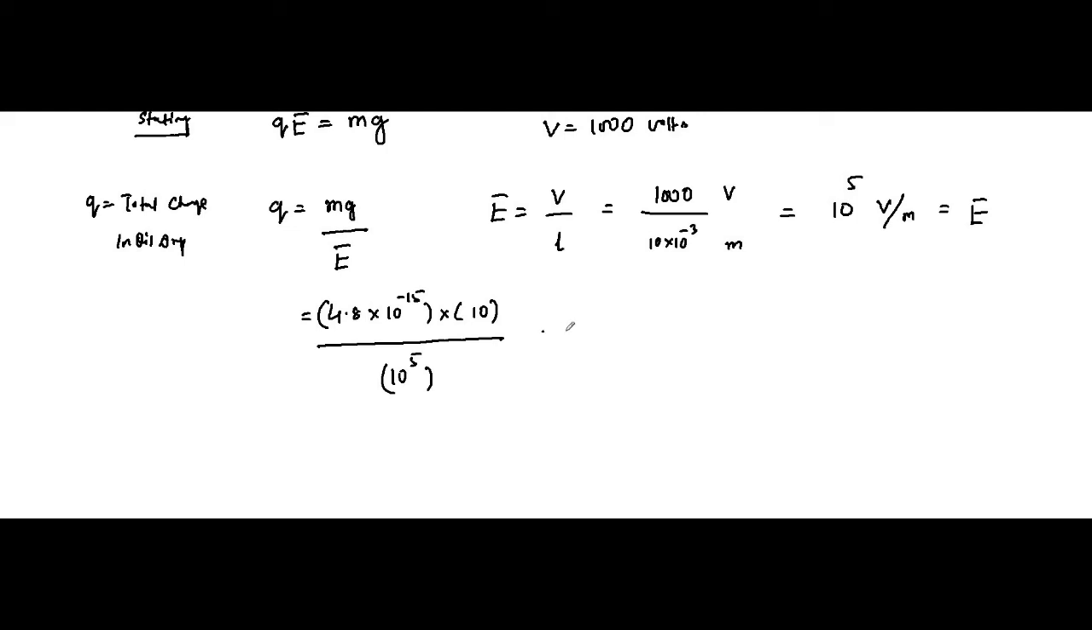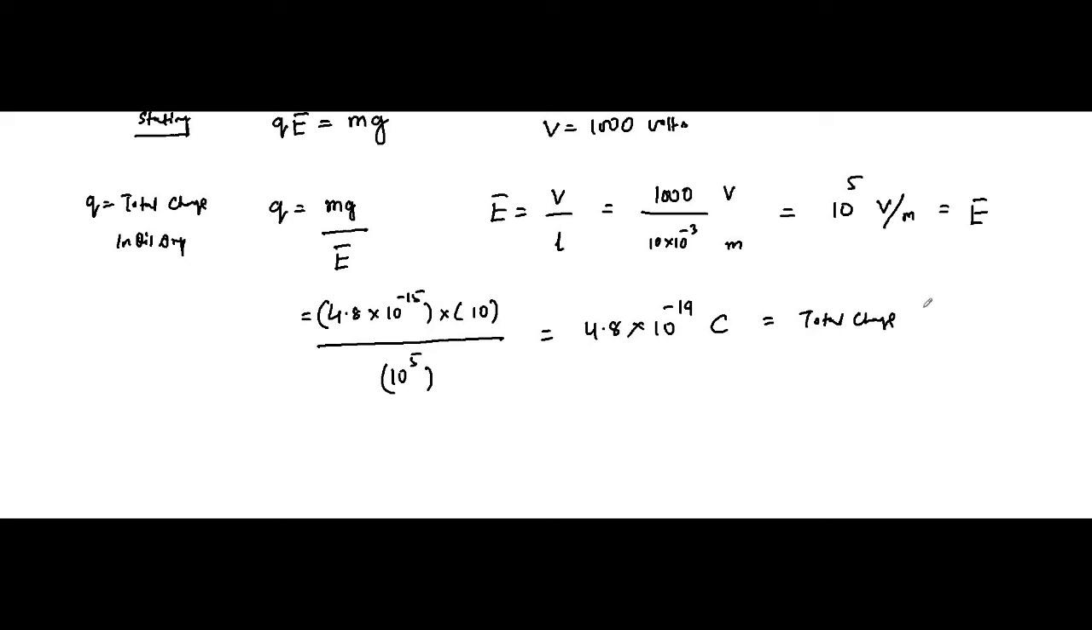So now we will calculate it. No need to use a calculator also. It's simple. 4.8, this will go minus 10 to the minus 20 into 10. That will be 4.8 into 10 to the power minus 19. Okay, this much coulombs. That is the total charge. This is the total charge in the drop.